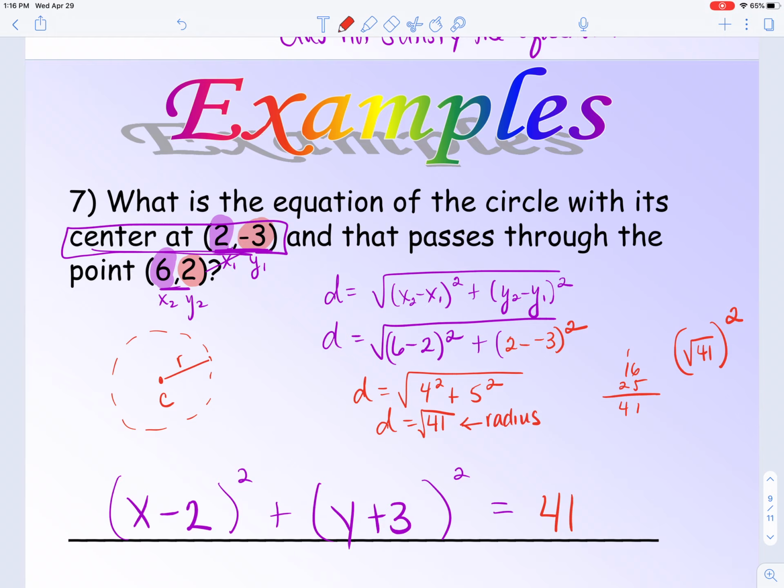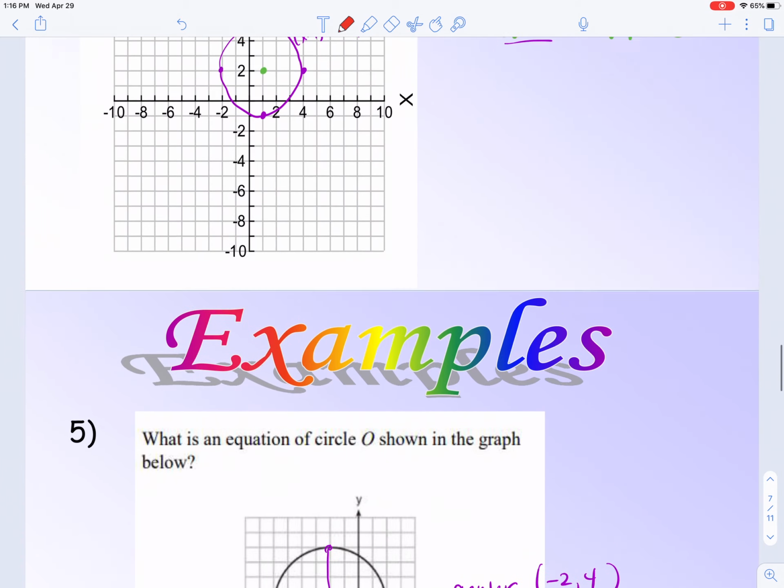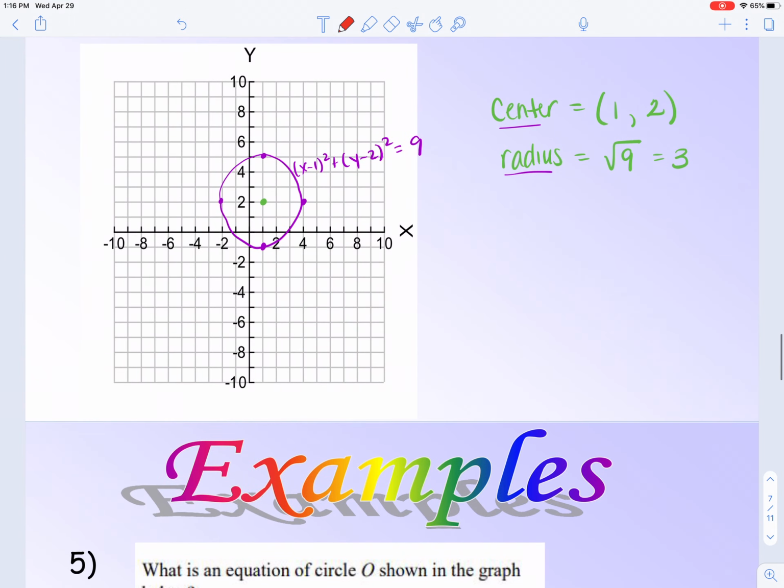All right, so 2, negative 3 and 6, 2. Right? So this is the center and a point on the circle, I could also draw the right triangle and get that I have a leg of 4 and a leg of 5.